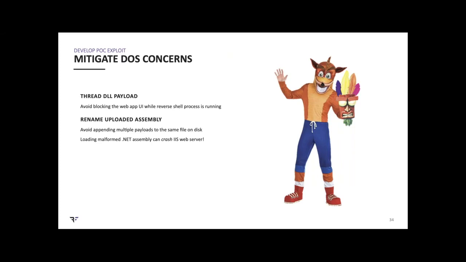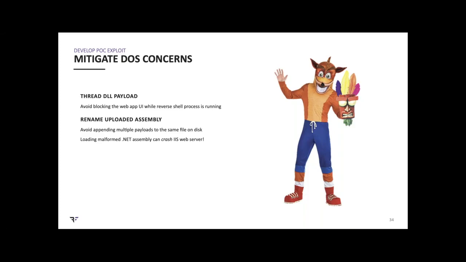While developing this exploit, I mitigated a few possibilities for our exploit to deny service to the target web application. The first way I've already showed you, I threaded the DLL payload. It launches its reverse shell logic as a thread. The reason for doing that is that it avoids blocking the web app's user interface while the reverse shell process is running. Otherwise the application would just hang and wait for our shell to exit before returning a response, and it would block legitimate users from using the web application in the meantime. But now, since it backgrounds our reverse shell, we can use the application, and so can a legitimate user.